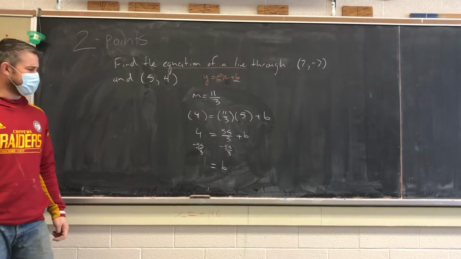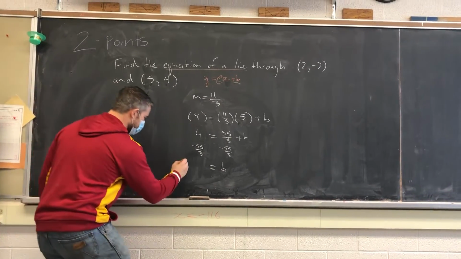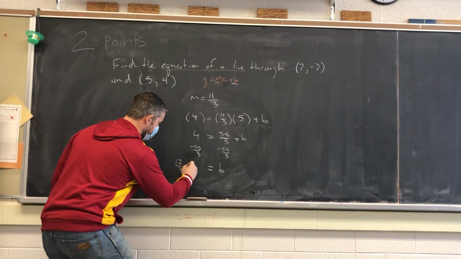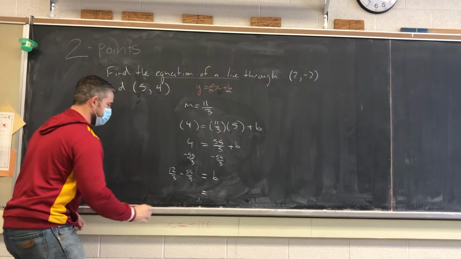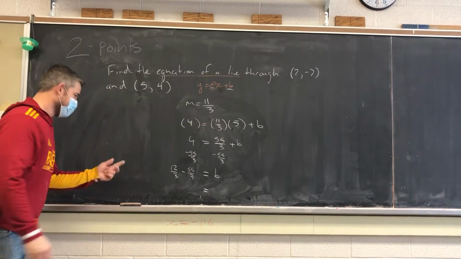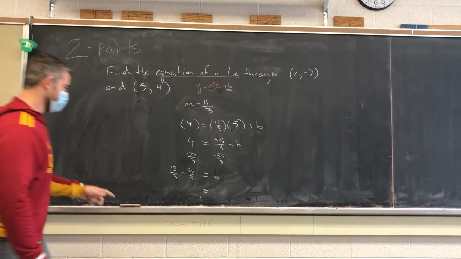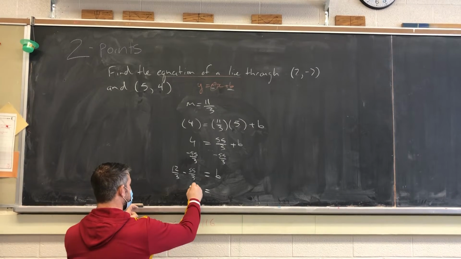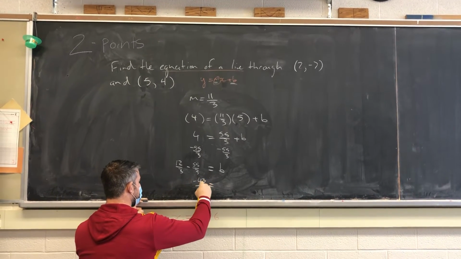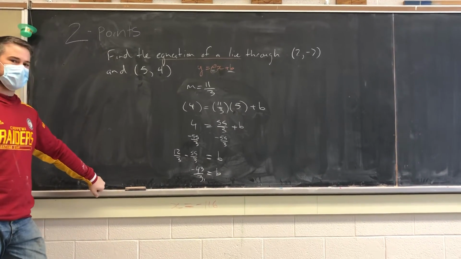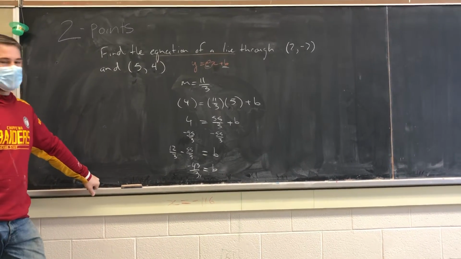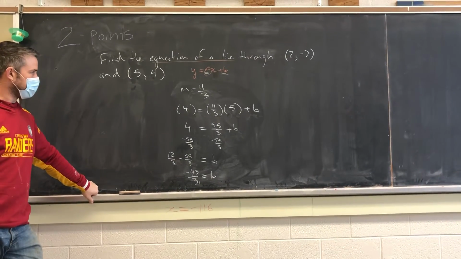And I think I'm going to need a common denominator here. So this is going to be 12 over 3 minus 55 over 3, which is going to work out to negative 43 over 3 is my value of b. Kind of ugly. I wish I would have picked better numbers off the start, but it's okay. You can run into fractions and it won't be a big deal.